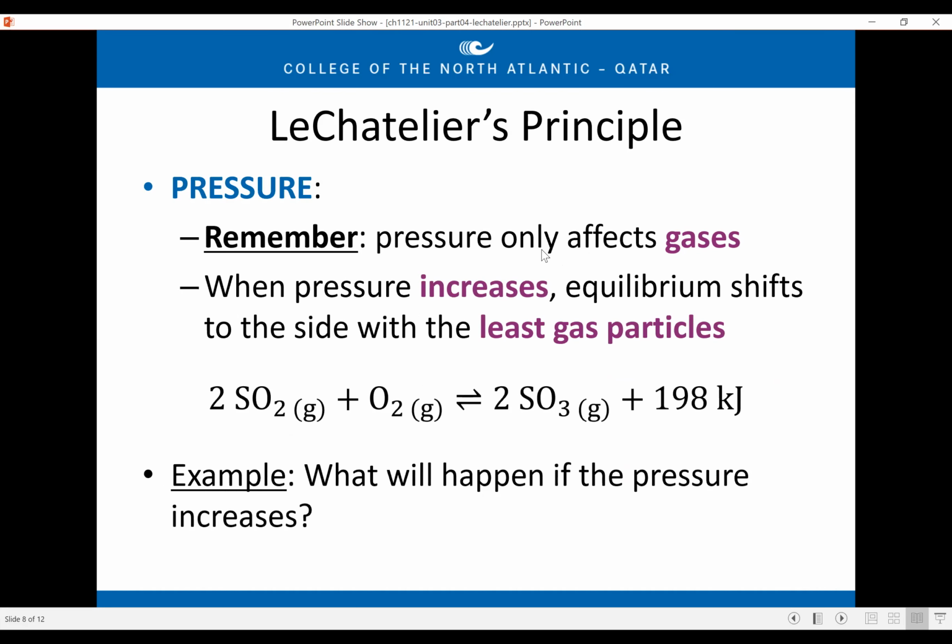But there's another change that I didn't get to mention because we ran out of time. Most importantly, it only affects gases. And this is a change in pressure or volume. Remember, pressure and volume are basically the same thing. They're just opposite from each other.